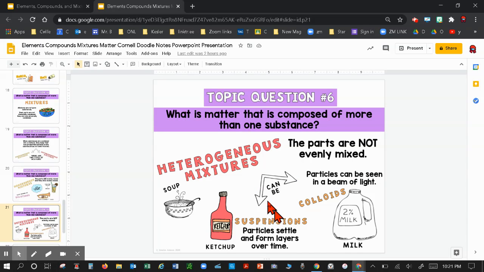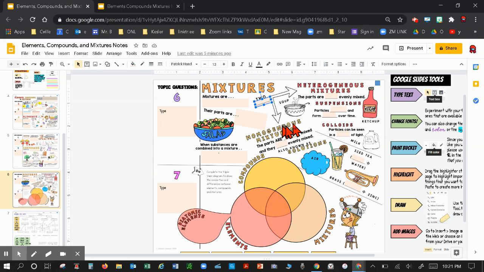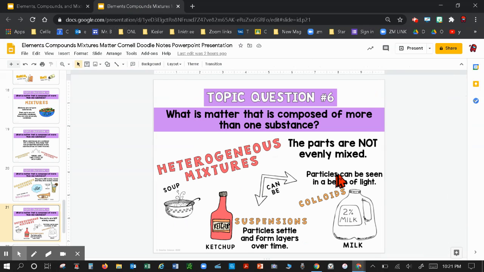Heterogeneous mixtures, the parts are not evenly mixed. They are not evenly mixed. Particles can be seen in a beam of light. So some examples of heterogeneous mixtures, things like soup. Now, you typically have things in your soup, not just the broth, like chicken noodle soup. We see the noodles, the carrots, whatever else would go in there, maybe parts of chicken, etc.